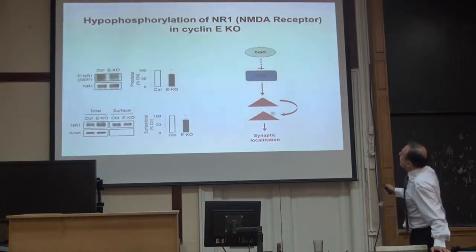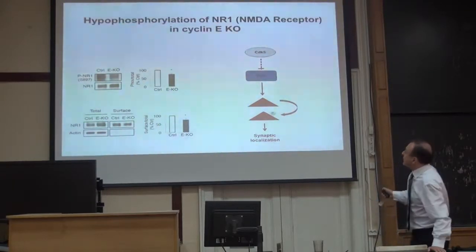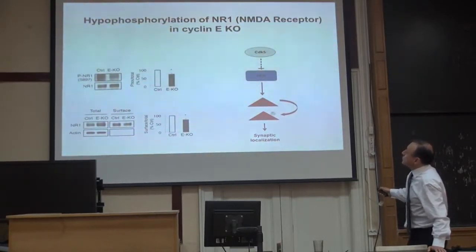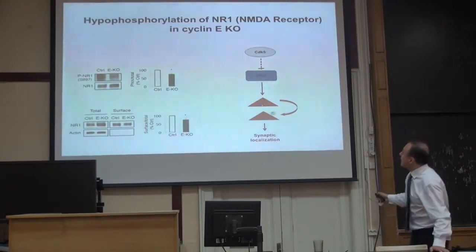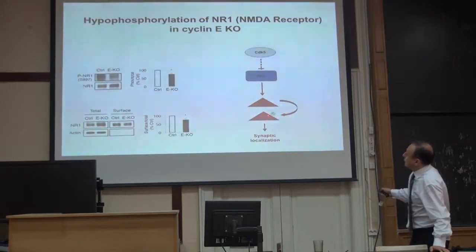And also, this is a bit complicated slide, but I'll walk you through it because I think the take-home message is important: CDK5 indirectly inhibits the kinase protein kinase A. Protein kinase A, or PKA, phosphorylates a protein called NR1, which is the glutamate receptor. It's a very important receptor in our brain that is required for learning and memory. And this phosphorylation is required for synaptic localization of this protein.